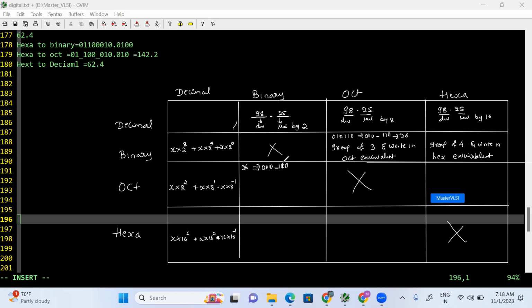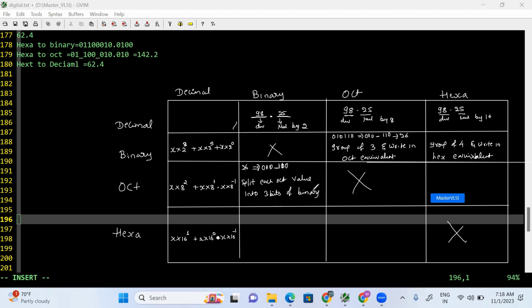Split each octa value into 3 bits of binary. 3 bits of binary. Correct. Hello, leave it. Move on.